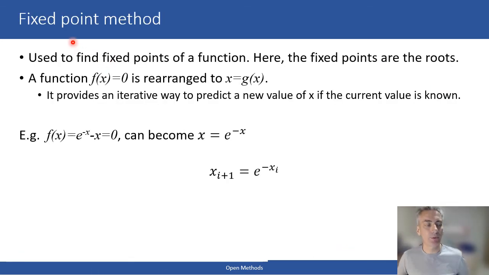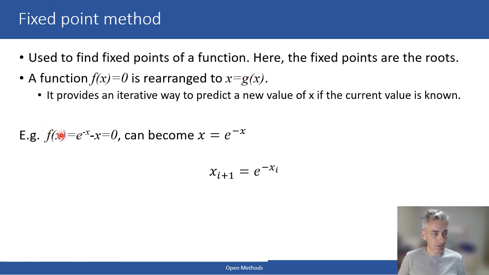So the first open method that I want to discuss is the simple fixed point method. This works by taking a function that has roots. This has roots because it's equal to 0 here, and then rearranging it so that x becomes a function of itself. So x equals g of x here.